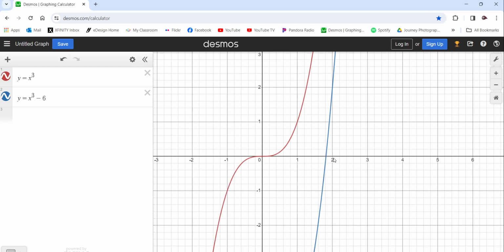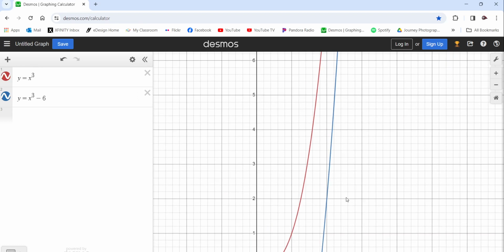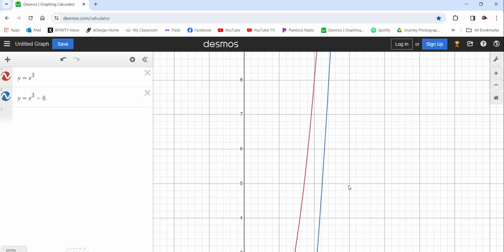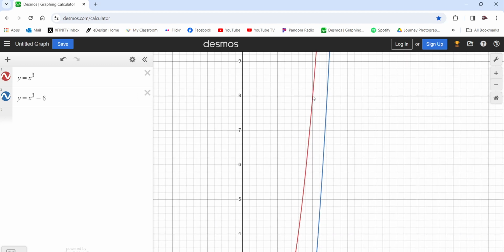What would it be if I put a 2 in for this? Where's my next point going to be? It's going to be where? If I put a 2 in for x. 2 cubed. What's 2 cubed? Come on. 8. 2 times 2 times 2 is 8. That's correct. So look, if I go all the way up, guess where it hits? Boom, right there, hits at 8. You see it? All right.